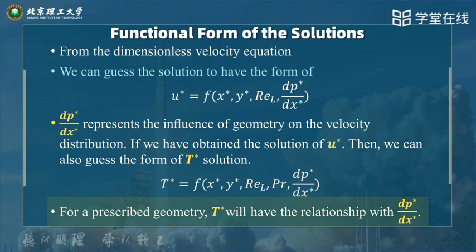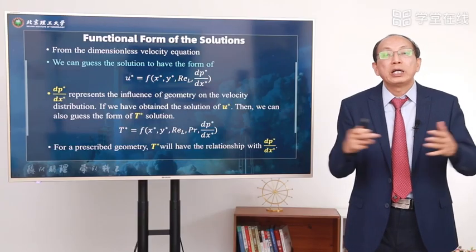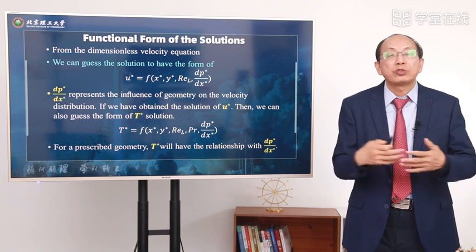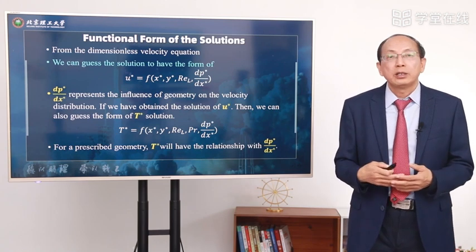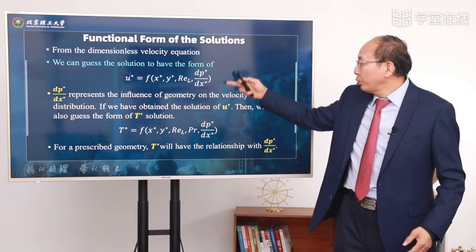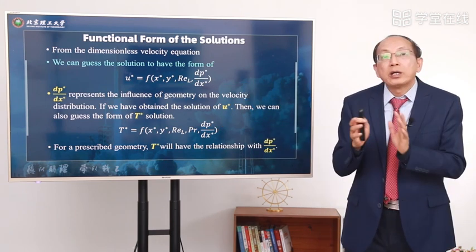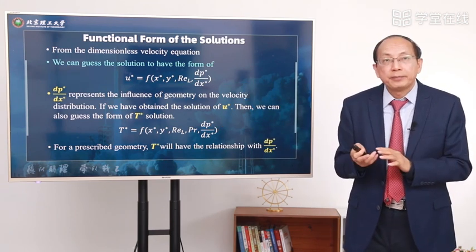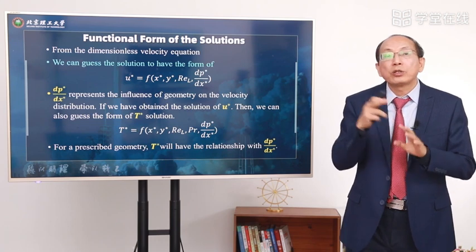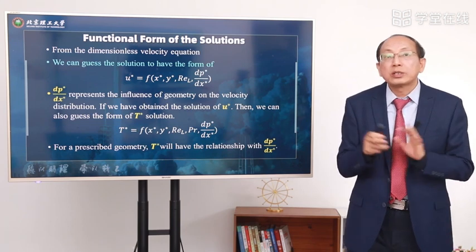For prescribed geometry, T star will have a relationship with dp star over dx star. Certainly, there is a relationship. These two solutions are our guess. It's not a real solution, just a guess.